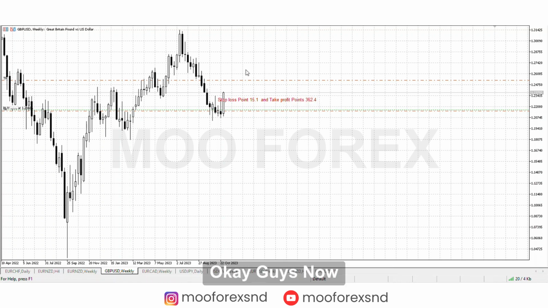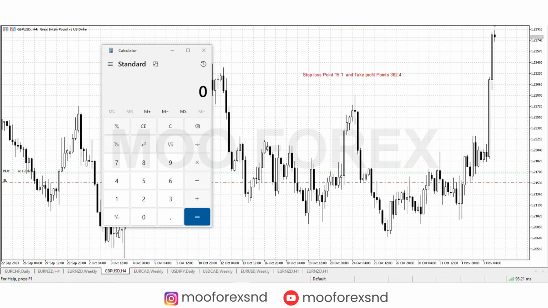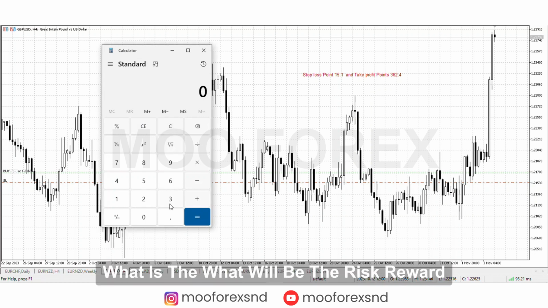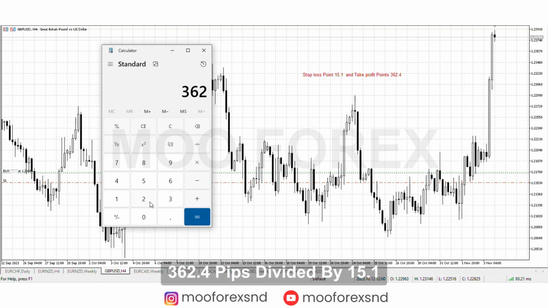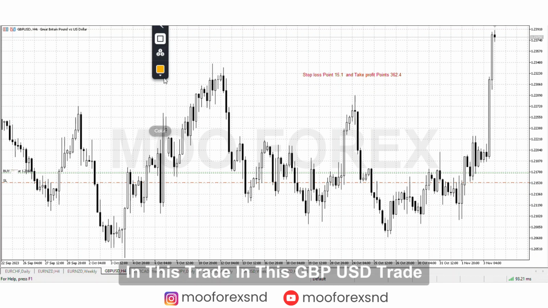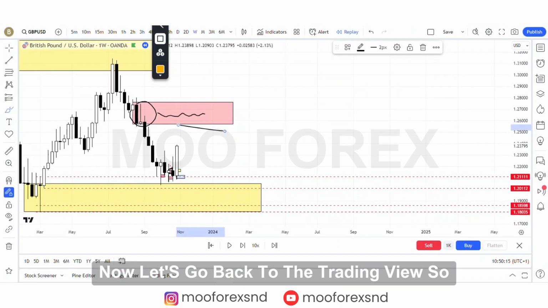Okay guys, now just 1 second. Now let's see how many R this is going to give me. What will be the risk reward? 362.4 pips divided by 15.1 gives me 24 R. So I am aiming to make a total of 24 R in this GBPUSD trade. Now let's go back to TradingView.